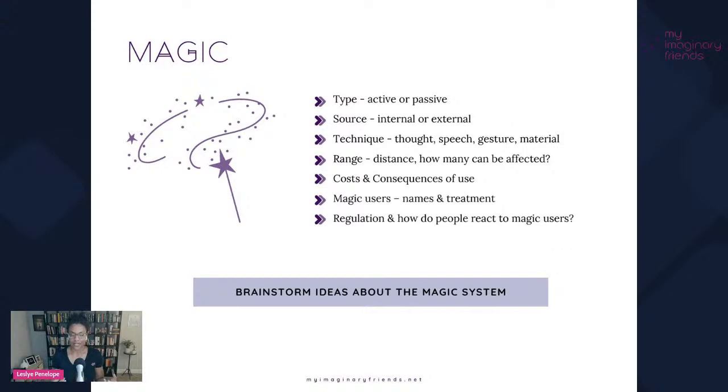So usually a type is active or passive. You're actively casting a spell, or magic just wafts from your pores. Internal or external: is it an ability that's innate, or do they require an amulet or a magical cloak or something? The technique can be any or all of these things: thought, speech, gesture, or material. Do they think it? Do they have to say special words? Is it like in Leigh Bardugo, where they have special gestures they need to make, or there are special materials that are imbued with magic? The range: can you do things across the globe, or is it only close by?